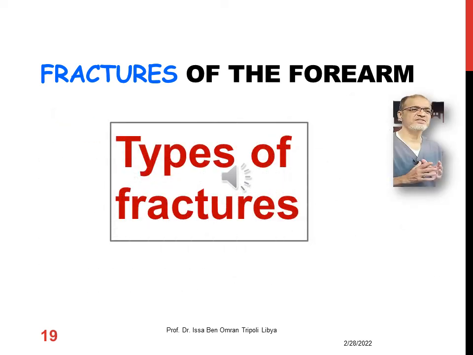So now we have finished part 2 of types of fractures of the forearm. Next time we will know the fractures of the hand and wrist.